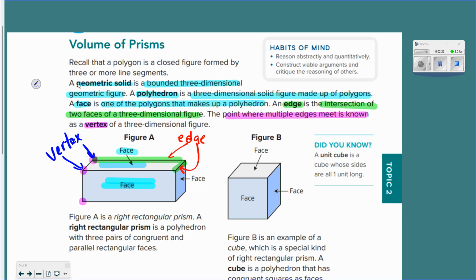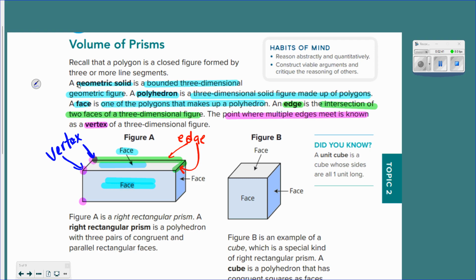Our polyhedrons are made of different faces. When the faces come together, they form a line that we call an edge. When the edges come together, they form a point that we call a vertex. Are we okay on those so far?